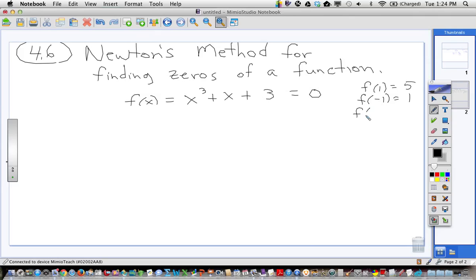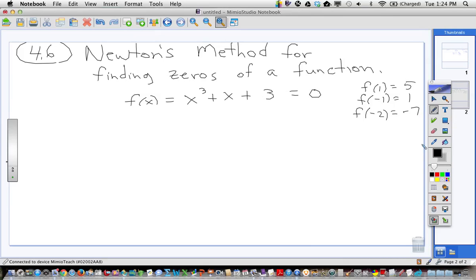What can we try now? -2. Let's try -2. That'd be -8 plus -2, that's -10 plus 3, -7. Well, we still didn't get 0, but what did we just learn? It's a fraction. It's got to be between them, right?